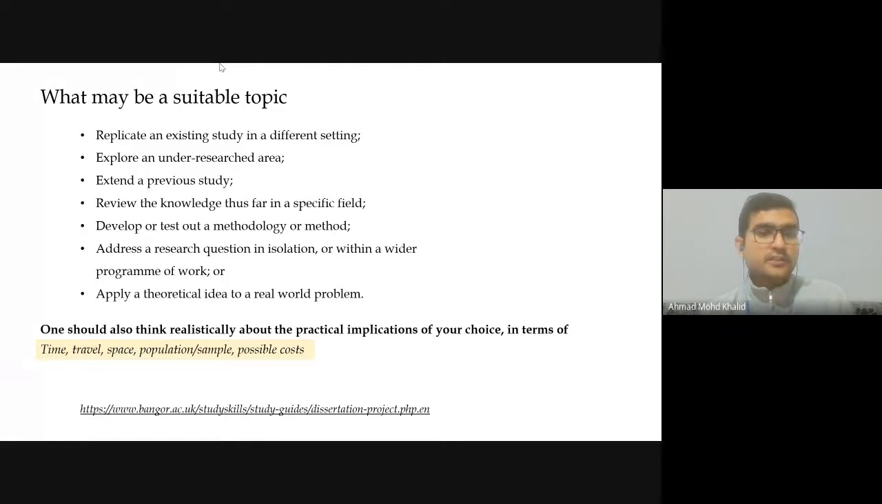Then you can also develop or test a methodology. For example, somebody gave a model, some hypothesis. So you think that the model he has proposed looks old, or it will not be applicable to the current situation. So you say that this is a weak model, I want to propose this, and this is how it is better. So this is what I mean by developing or testing out a methodology or method.